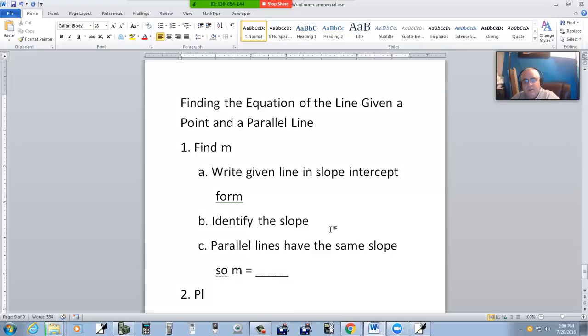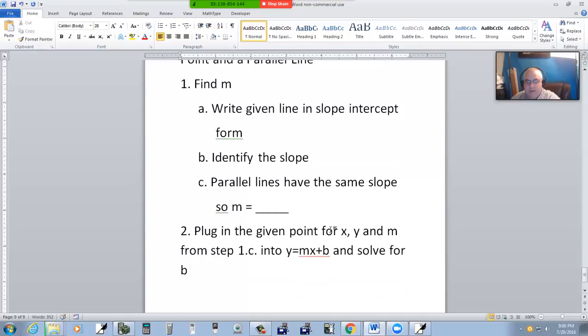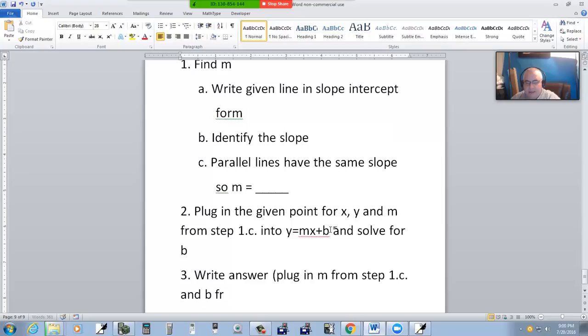Step 2. Plug in the given point for x and y and m from step 1c into y equals mx plus b and solve for b. Step 3. Write your answer. Plug in m from step 1c and b from step 2 into y equals mx plus b.